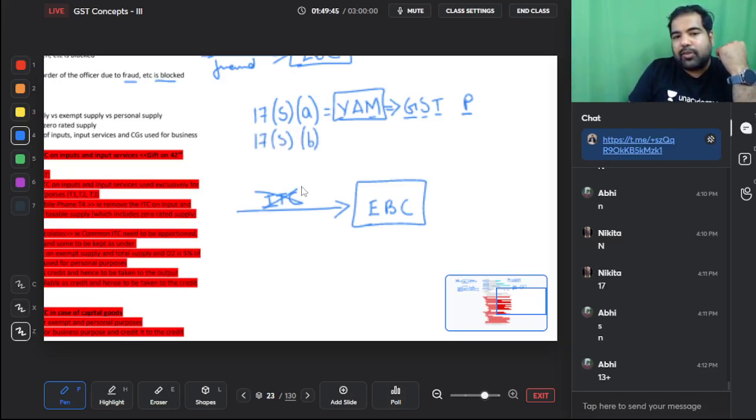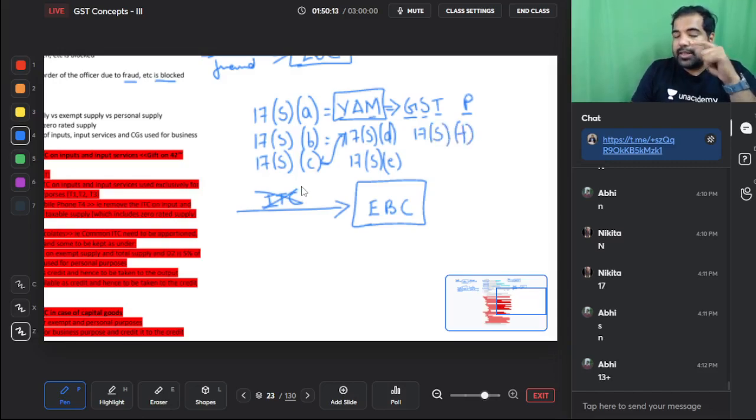17(5)(b), what is the keyword, guys? B is for beverage, B is for beauty, club membership, food, unless statutorily required. 17(5)(c) is for construction, again PSP: remember construction of immovable property, remember telecom towers, remember pipelines. 17(5)(d) is develop yourself, same as 17(5)(c). 17(5)(e) is composition scheme, easy.